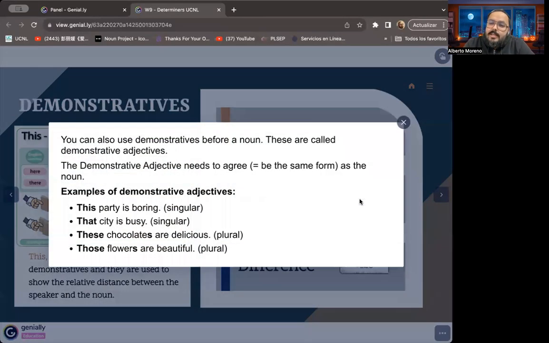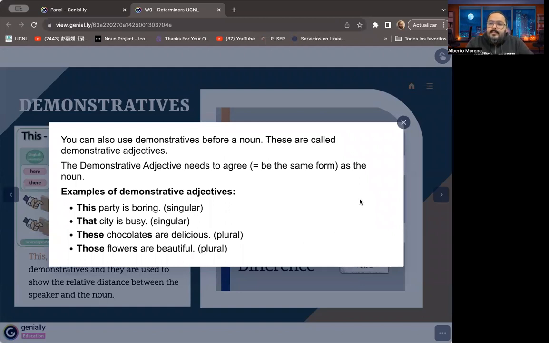Ahora, cuando se utilizan como adjetivos, siempre van a estar antes de un sustantivo, es decir, de un objeto. Ejemplo, this party is boring. That city is busy. These chocolates are delicious. Those flowers are beautiful.